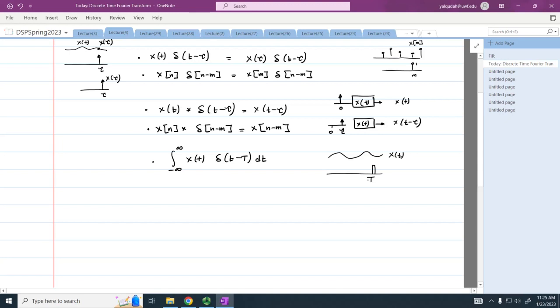It's the area under the curve, right? If I multiply this, this rectangle is going to get scaled by whatever x is at that point. Then if I take the integration of it, it's going to be just x of t. The magnitude is going to be scaled by x of t. Originally the area of this was 1, but I scaled it by x of t, and it's going to become x of t.